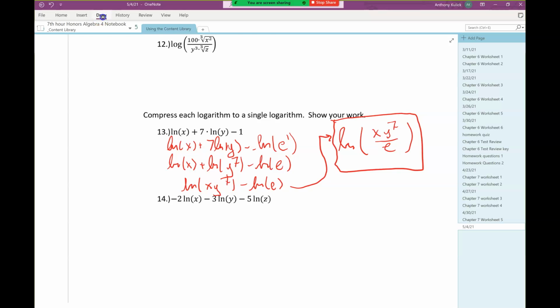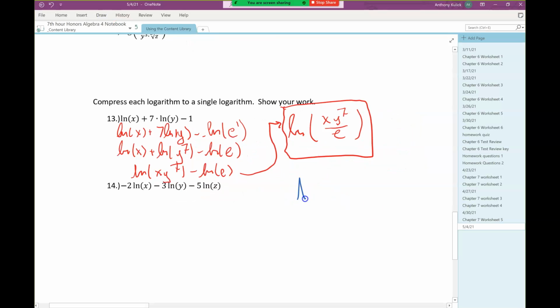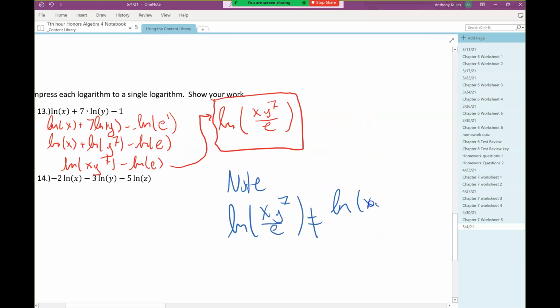I want to make a little aside. It's a mistake I see students make frequently. Note that this is not the same thing as this. I see oftentimes students writing answers with multiple logs still in them. When you're compressing, there should only be one logarithm left in your final answer. Okay with that? Again, it's fairly easy to make that oopsie. I want to caution you against it right now, because those mean different things and they're not equal.